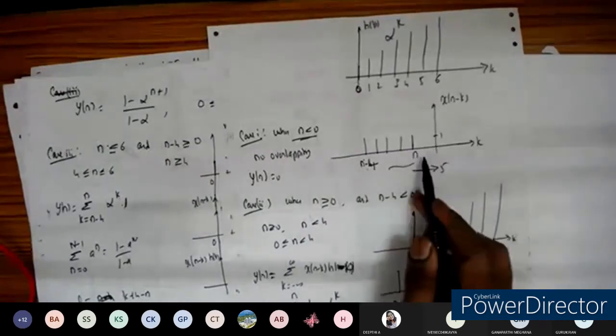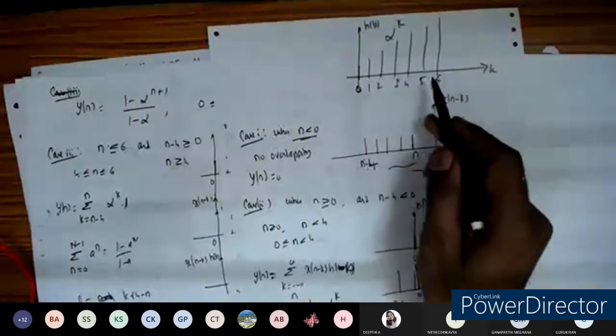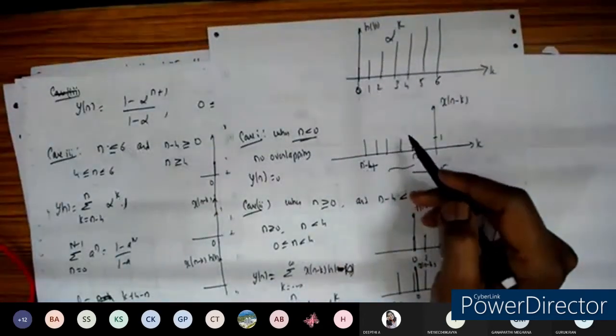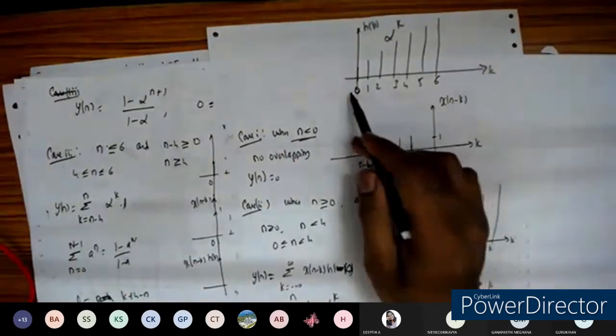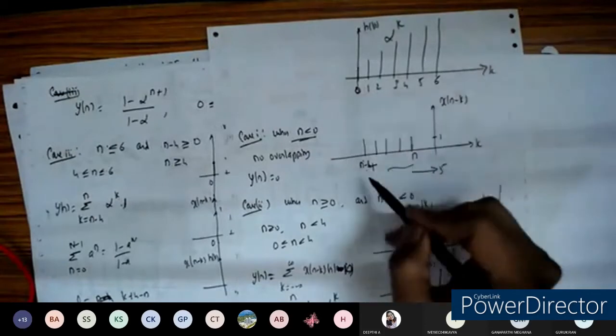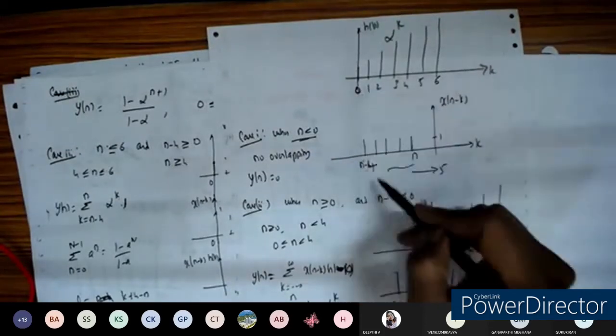And also in the meantime we need to take that the length of this one is lesser than the length of this one. So here you are going to take n greater than or equal to 0, and n minus 4 is less than the last sequence, first sequence.